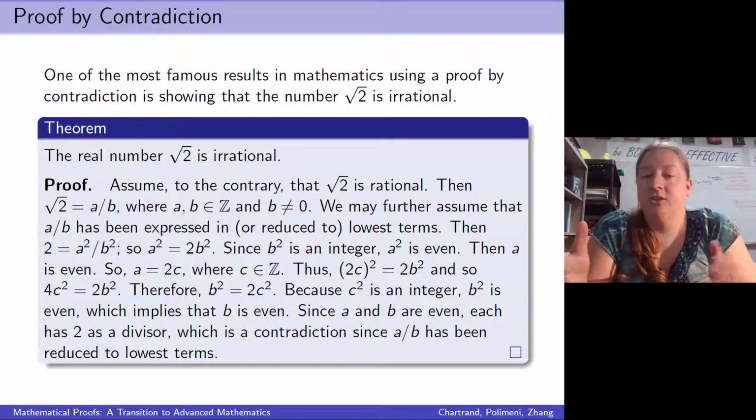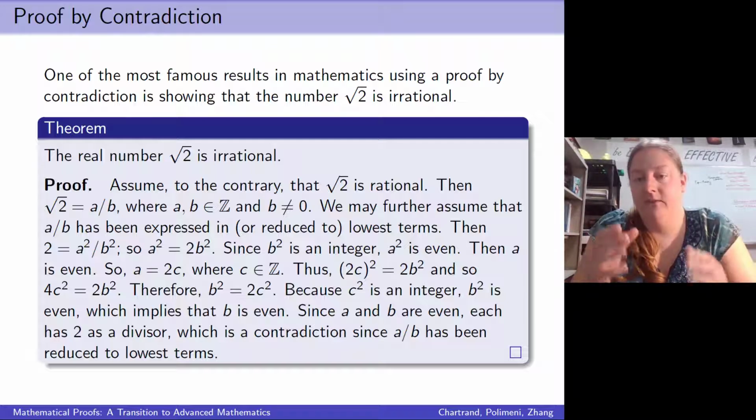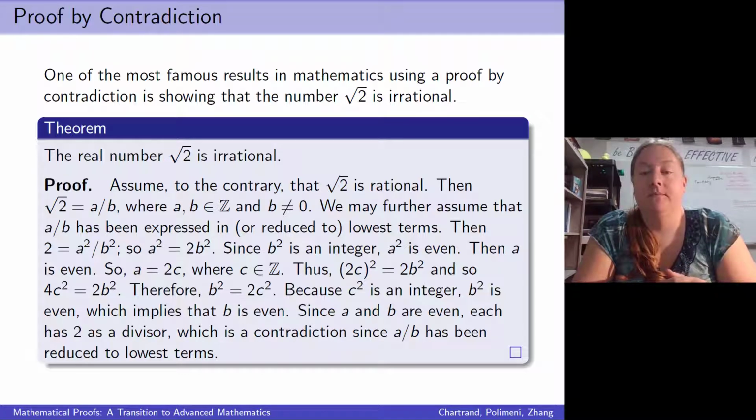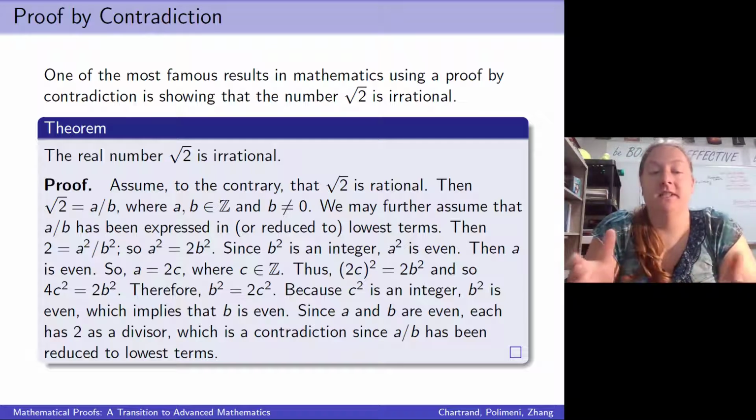Well, b squared is an integer, so I have 2 times an integer. That means a squared must be even. And I know that if a squared is even, then a also has to be even. So I can write a as 2c by definition of even, where c is some integer. So I'm going to replace a with 2c, so I'll have (2c) squared equals 2b squared. So when I square 2c, I'm going to have 4c squared equals 2b squared. And I can divide both sides by 2, and I'll get b squared equals 2c squared.